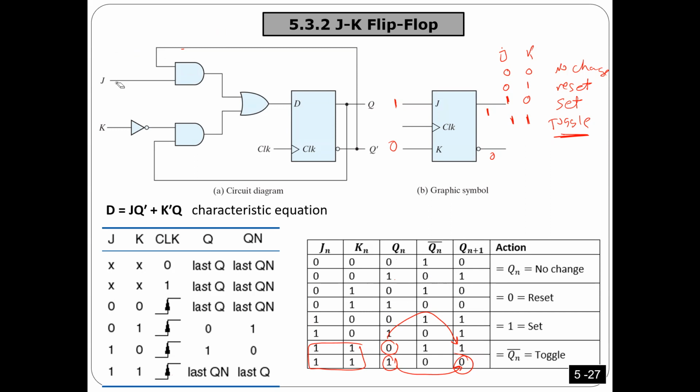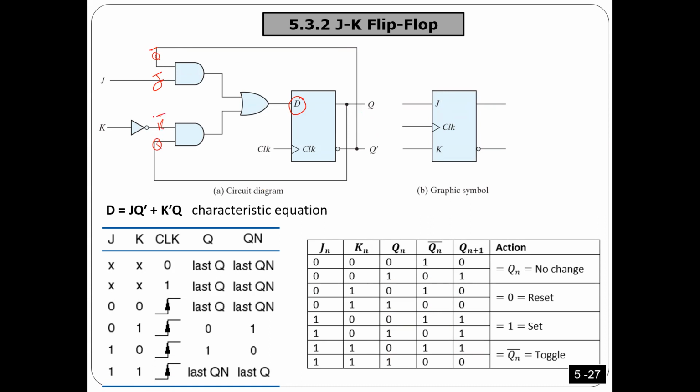The way we can make it, as you see here, this is the structure inside this one. We can make it out of D flip-flop. So as you see here, this one is D flip-flop, okay? So what can we do? We can get Q prime here. So this one is Q prime. This one is J, okay? This one is Q. This one is K prime.